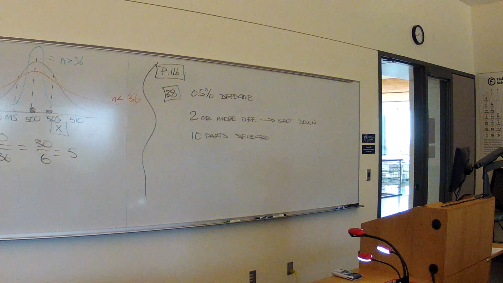Beth, read the whole problem again for me, if you would. Sure. Of the parts produced by a particular machine, 0.5% are defective. A random sample of 10 parts produced by this machine contains two or more defective parts. The machine is shut down for repairs. Find the probability that the machine will be shut down for repairs based on the sample. Perfect. Now, you can do this with normal distribution. However, what words didn't I hear come out of Beth's mouth?